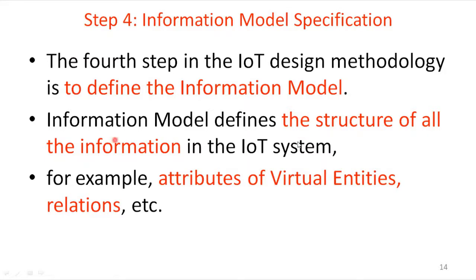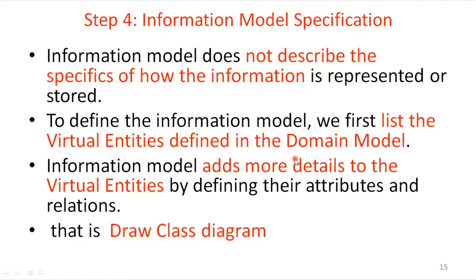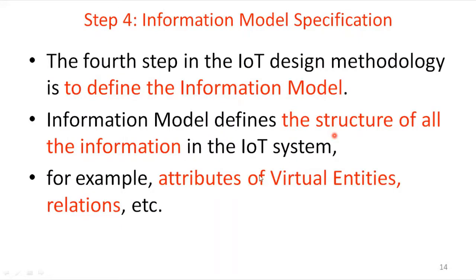The information model specification defines the structure of all information in an IoT system. The structure, in the sense that, for example, it defines the attributes of virtual entities and their relationships. Let us take a simple example, an employee. The employee attributes are employee number, employee name, employee salary. These are all different attributes of an employee.